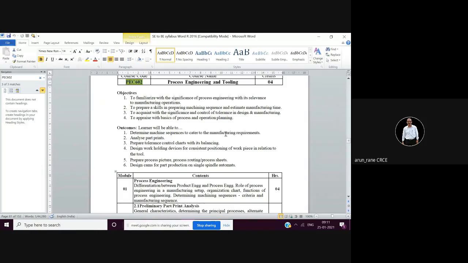Then you should get acquainted with the tolerances. What kind of tolerances are observed in design and what kind of tolerances can be obtained in manufacture.